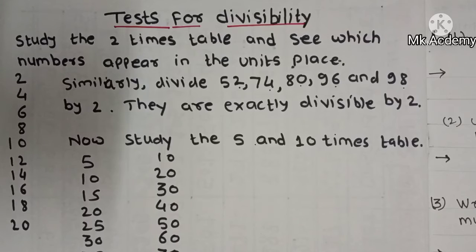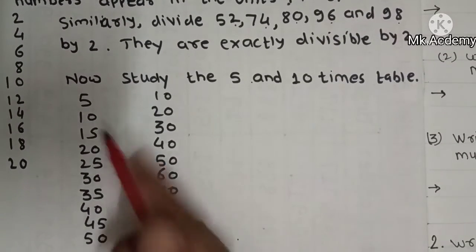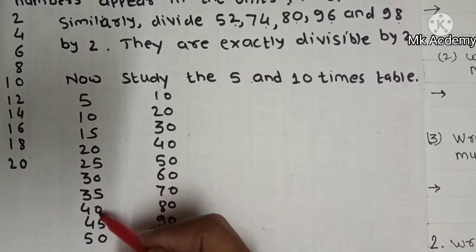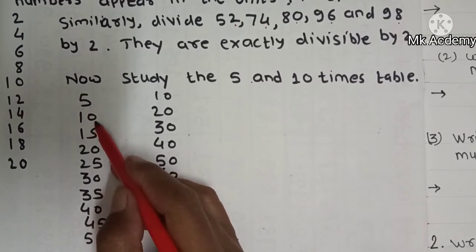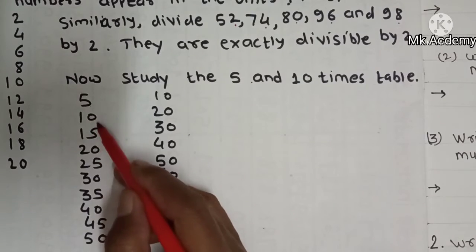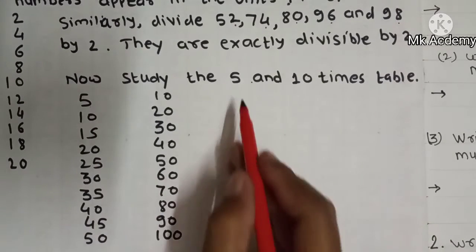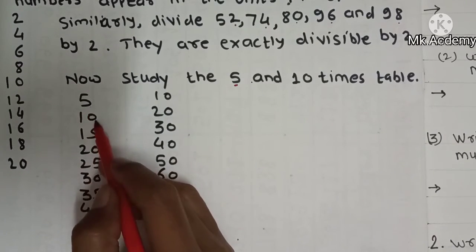Similarly we study the 5 and 10 times tables. Now see the 5 times table: 5, 10, 15, 20, 25, 30, 35, 40, 45 and 50. At the unit place of this table we can see 5 0 5 0, meaning only 5 and 0 at the unit place. It means the number is divisible by 5 only when the unit place is 0 or 5.